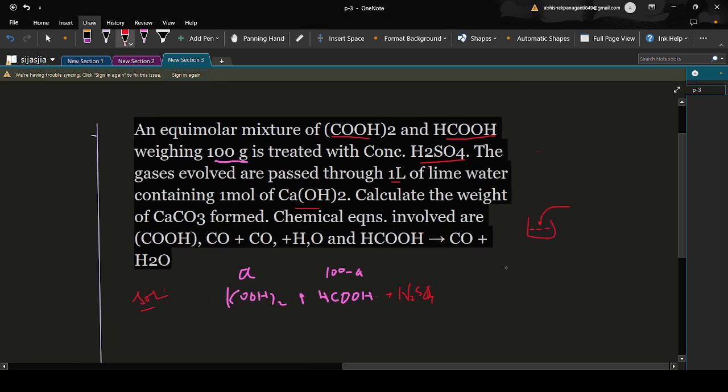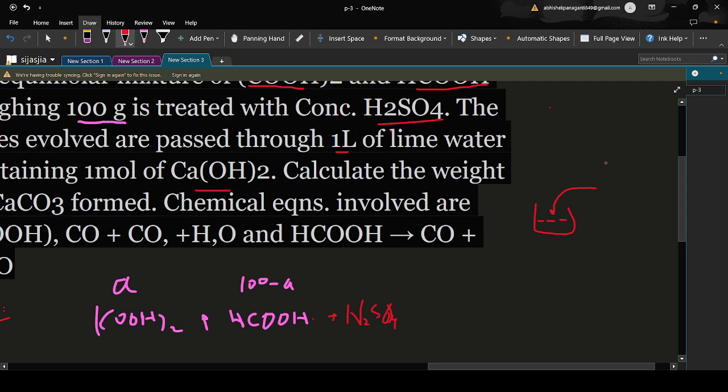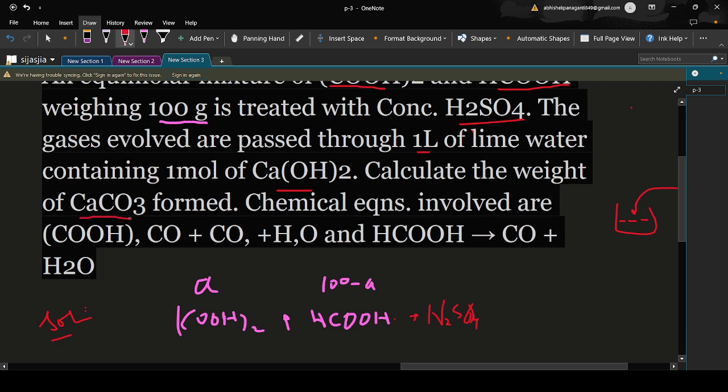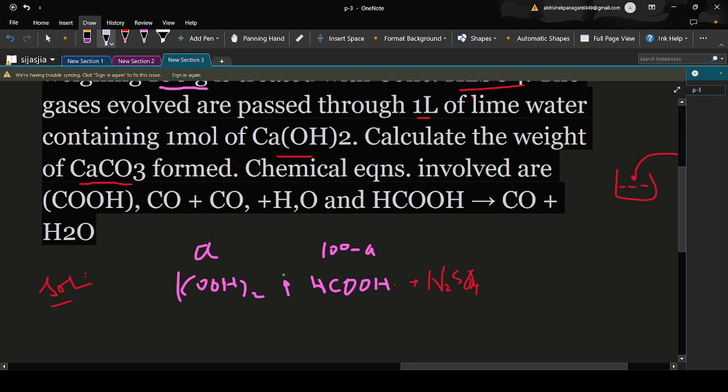So when we pass CO2 to lime water, calcium carbonate is deposited. The way I remember calcium carbonate is super funny: I used to call it CaCO3. Calculate the weight of CaCO3 formed. Chemical equations involved are okay.